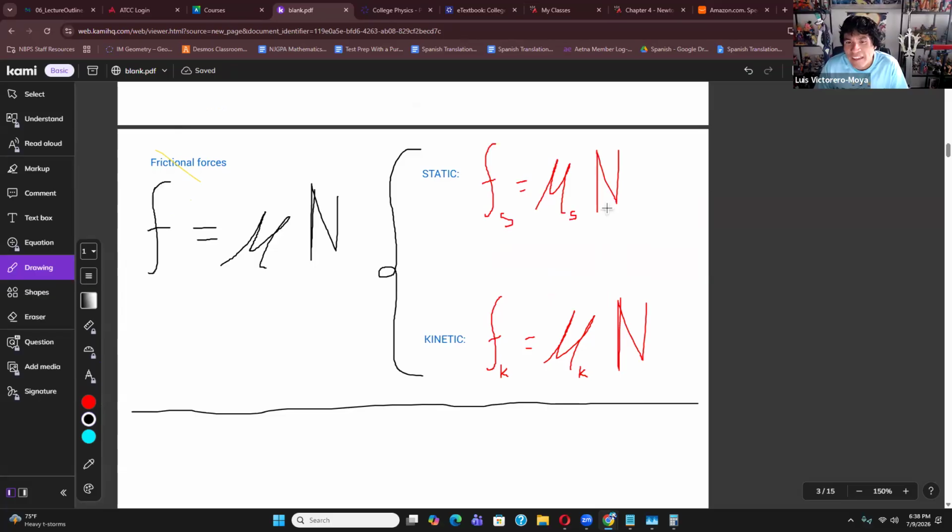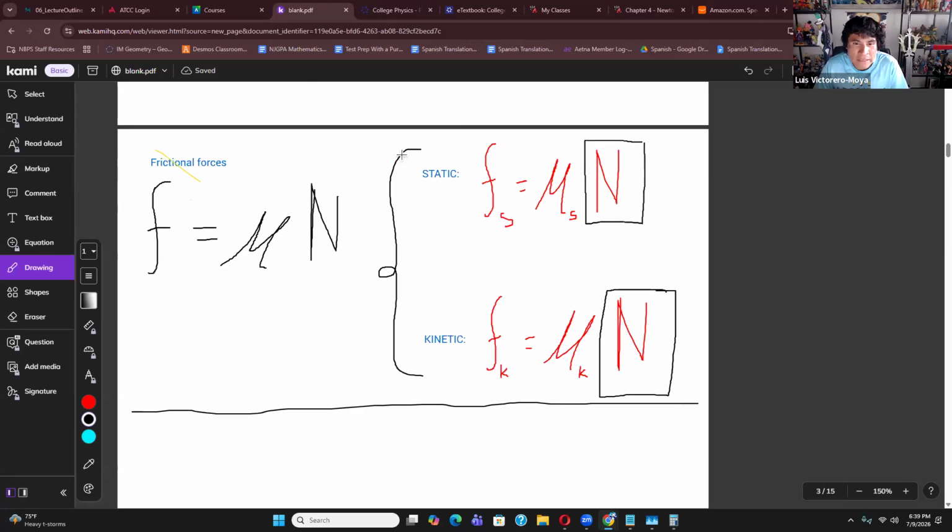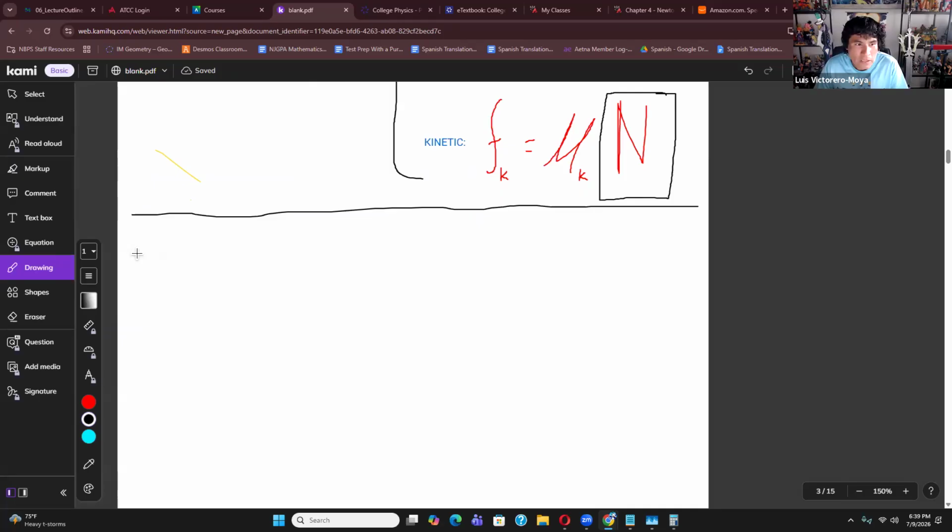And then at the end of the day, what matters is how you compute the normal. In some cases, it's easy, like the one I'm going to give you right now. In some cases, it's not. So you have to be careful. Now you have another parameter that you have to worry about. So let's do the example.